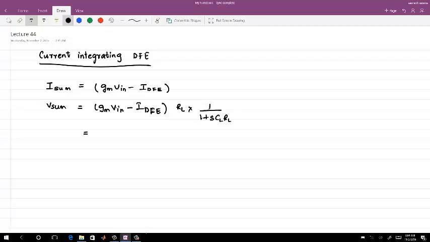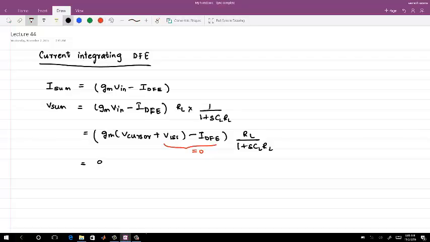So here I showed that, let me just write, V in has two components, one is V cursor and the other is VISI. And what we try to do is we try to match GM times VISI, ISI is equal to IDFE. So this ideally should be equal to 0. And what we got was GM V cursor times RL by 1 plus SCL RL.